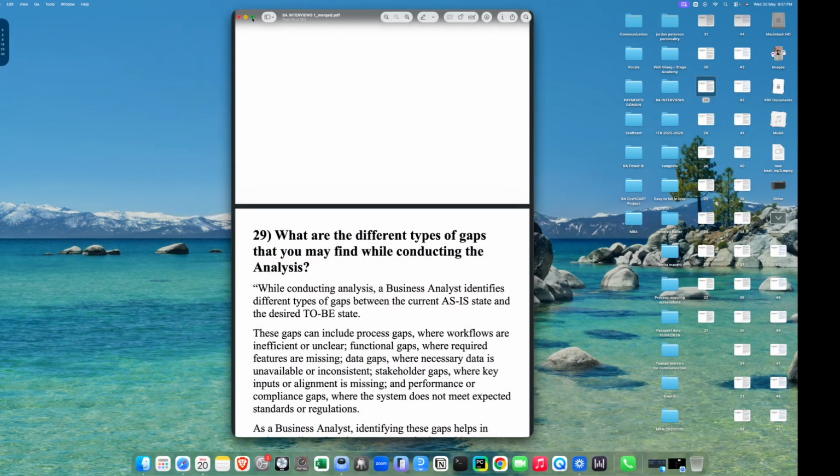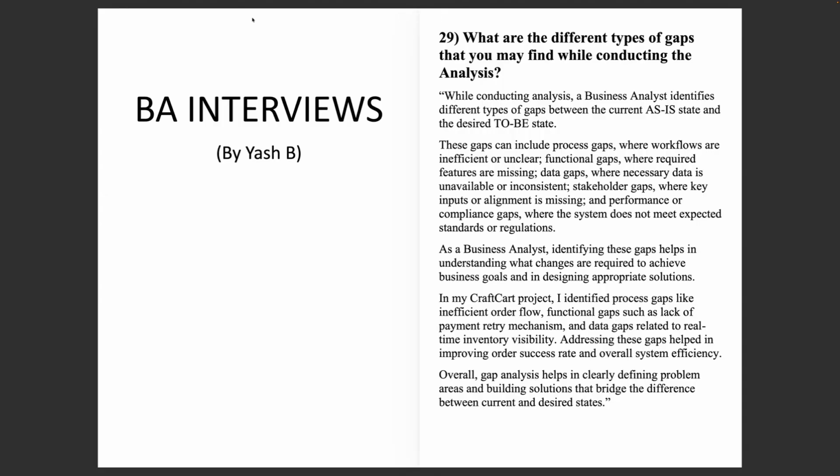I'm a CBAP certified business analyst, and today we'll be continuing with our 29th question of our BA interview series. So, what did the interviewer ask? What are the different types of gaps that you may find while conducting the analysis? So, I'll answer.